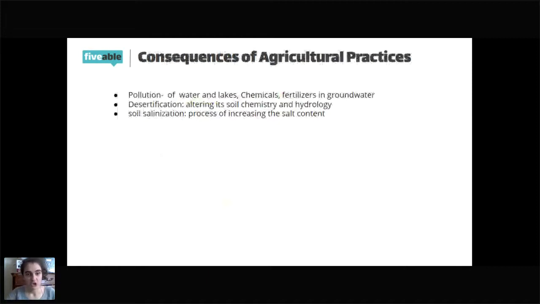Consequences of agricultural practices. Yes, agriculture is good, but there are a lot of problems it can bring with it, right? So pollution. The main thing with agriculture is pollution of water and lakes, because a lot of chemicals, pesticides, and fertilizers are used and they go underground and through waterways, and obviously end up in rivers. If very harmful chemicals are used, they can pollute the water, and then we can't drink clean water, so it's a big issue. There are systems created to filter this water to make sure no very harmful chemicals go into the water, because it's very dangerous if people are drinking it.